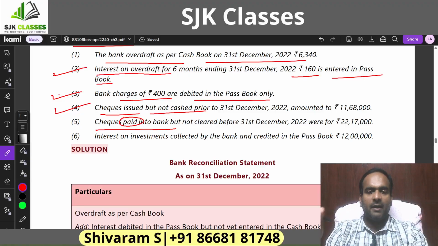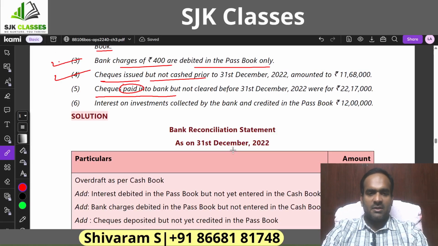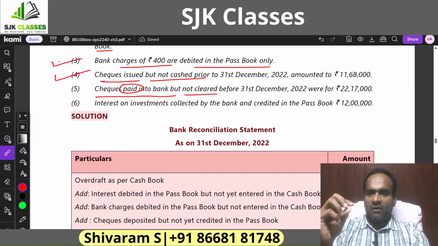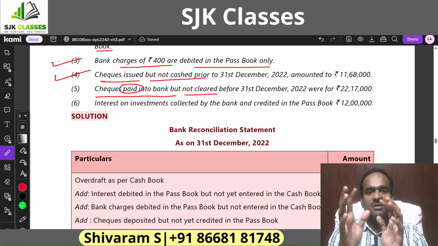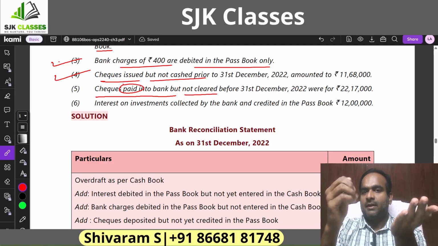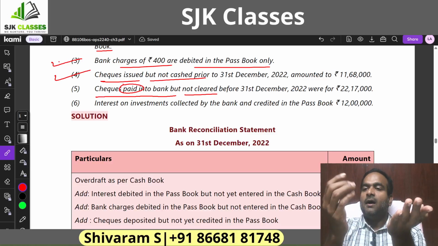So checks paid into bank but not cleared before 31st December were 22,17,000. Now what is the scenario here? The scenario is we are depositing the check but it is not cleared. Not cleared means what? See, when we deposit a check, it's not magic that we'll get the amount immediately. Once I deposit the check, it will take some time for the bank to clear the check and give us the money. So we have deposited the check, but we have not yet got the money in the bank account. So what is the scenario here? My left hand is cash book, right hand is passbook. My left hand is negative, right hand is also negative.